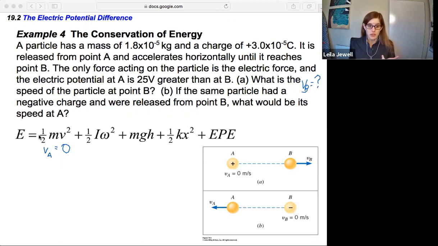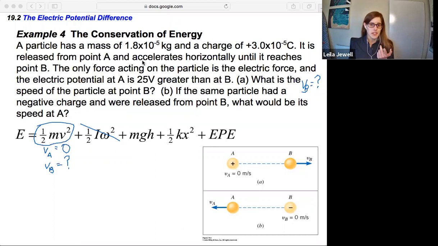And so that is one where we will care about it. So VB is equal to, we don't know. So this is one that we want. We will keep our kinetic energy in there. What about 1/2 I omega squared? Is there rotation of this particle? It doesn't mention anything about rotation, so we can rule that out. mgh, that's our gravitational potential energy.